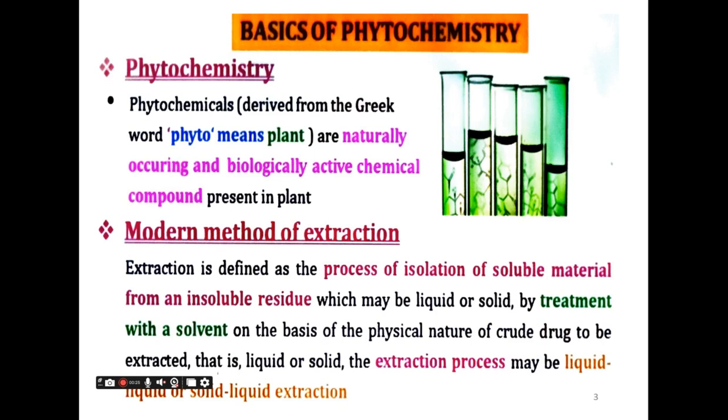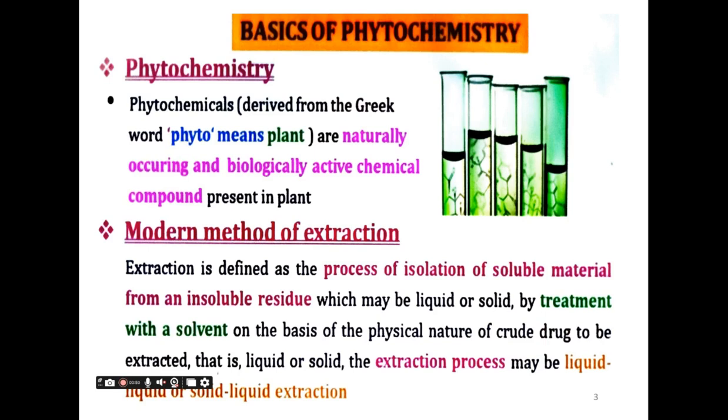So phytochemical is a Greek word. Phyto means plant, and chemistry means the chemical compounds present in the plant. So this is the definition of phytochemistry. Phytochemicals are naturally occurring and biologically active chemical compounds present in plants. These phytochemicals are generally present in crude drugs.